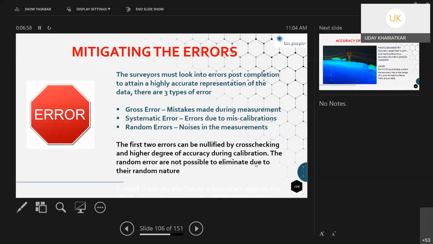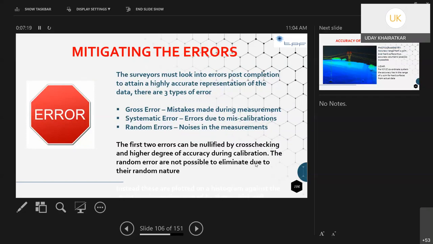How do we mitigate the errors? The surveyors must look into errors post completion to attain a highly accurate representation of the data. There are three types of error: the gross error, mistakes made during measurement; systematic errors due to miscalibrations; and then random errors and noise in the measurements. So whatever disturbances there are, those also creep in as errors.